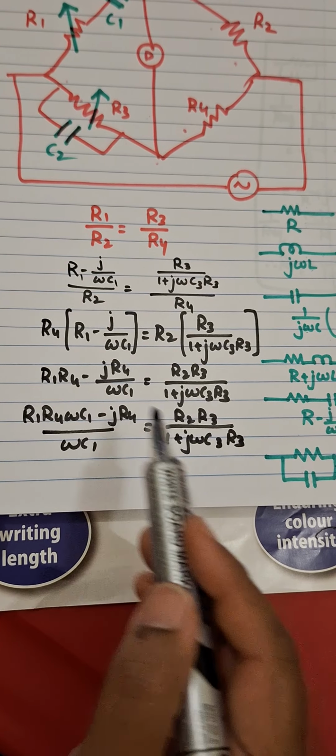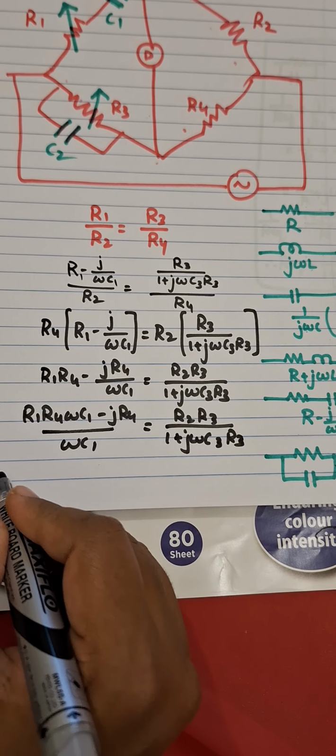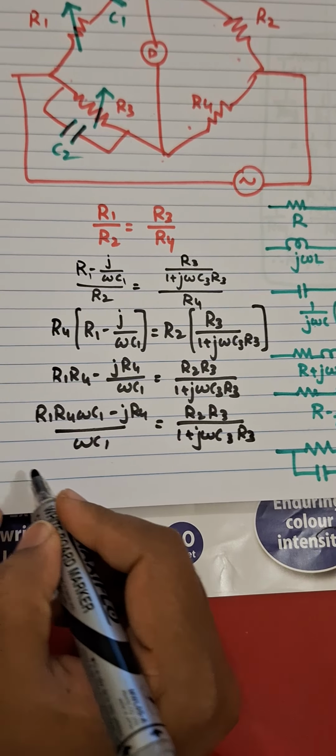Now again I will send the denominator this side. So that one will become 1 plus j omega C3 R3 into R1 R4 omega C1 minus j R4. This is gone this side. So this is the left side equation. Now the right side equation is, this is gone this side, omega C1 R2 R3. So the right side equation is perfect, but on the left side we have again multiplication. So let us multiply this term with this term. Okay. So now what will be the equation?